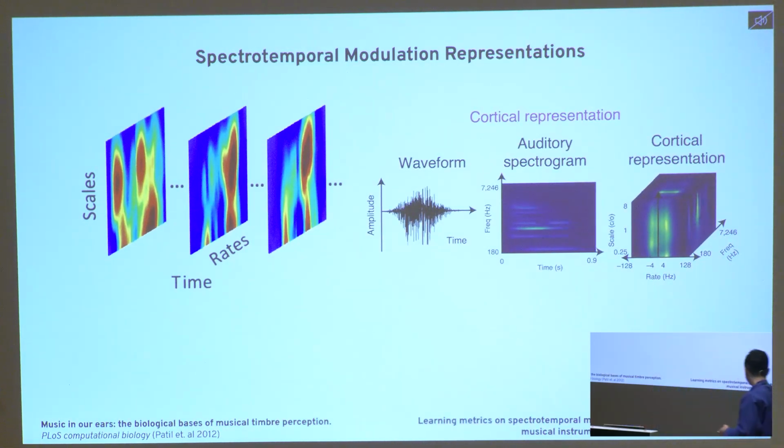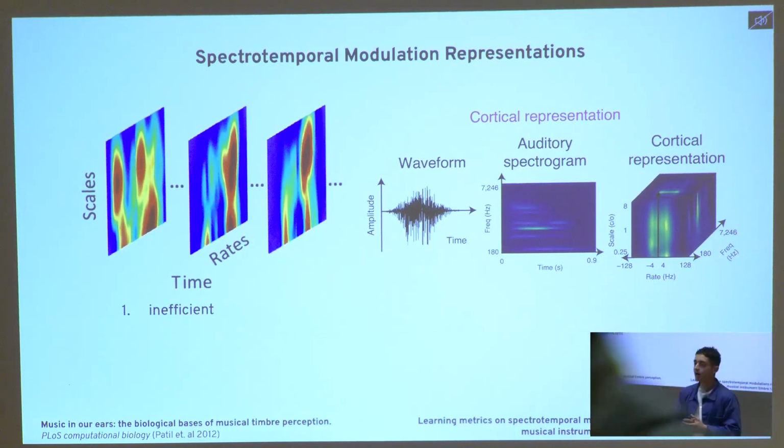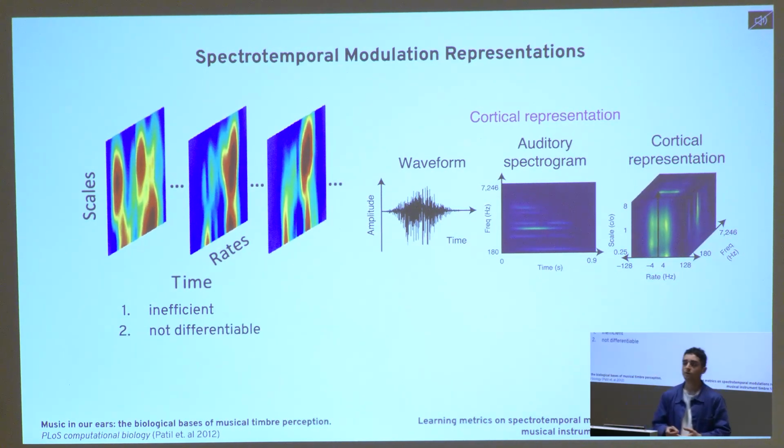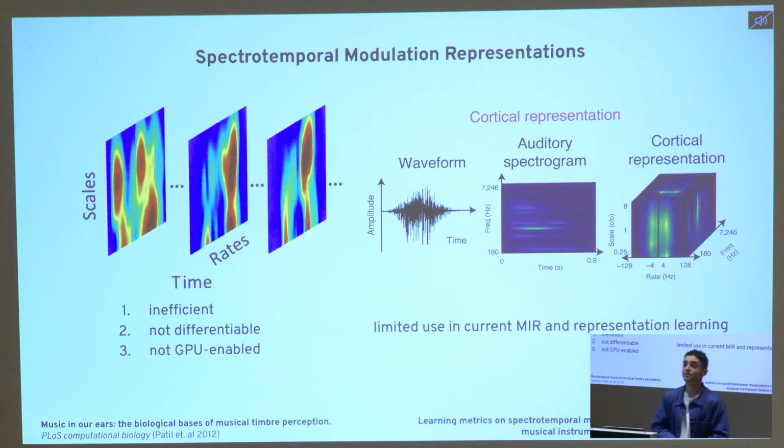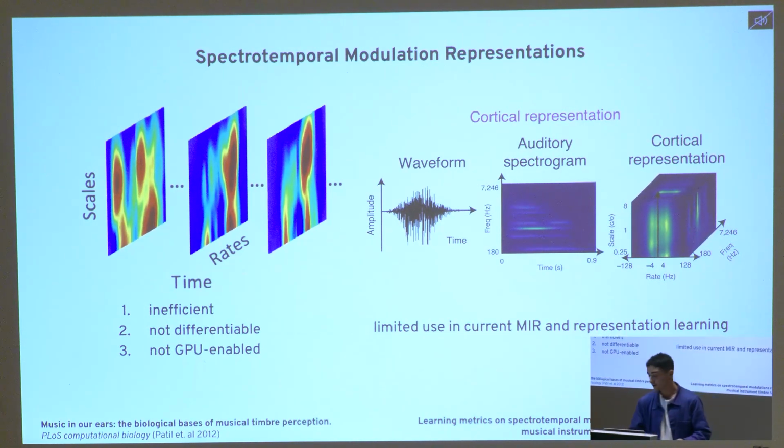And recent work has also shown that this representation can be used as a surrogate of human perception to explain human judgments of timbre dissimilarity, which means these representations have huge potential for music signal processing, but there's a few problems. They're inefficient, they're highly cumbersome, there's a huge number of coefficients, and they're pretty slow to compute. They're not differentiable, which has precluded their use in lots of deep learning-based tasks. And they're not GPU-enabled, which follows the same point. So they've seen limited use in music information retrieval and representation learning, despite great potential.